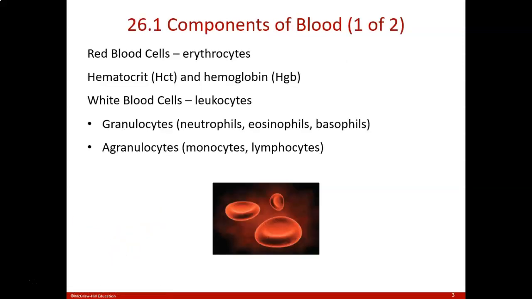So when we look at the components of blood, one of the first components we have to look at, obviously, are erythrocytes. That's the medical term for red blood cells, okay? Two important things that we can determine about the erythrocytes are the hematocrit and the hemoglobin. The hematocrit is the amount of cells in a percentage when you spin down a sample of blood in a small microhematocrit tube. When you spin it in a centrifuge, it actually separates blood into its components.